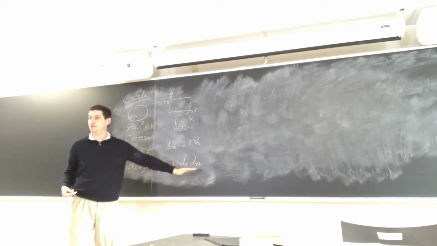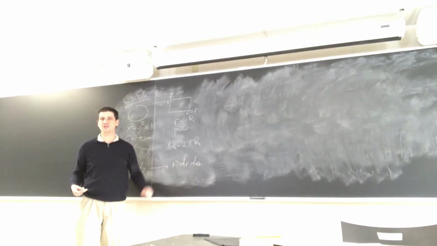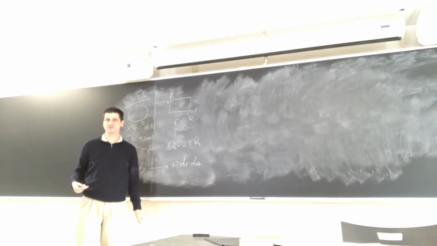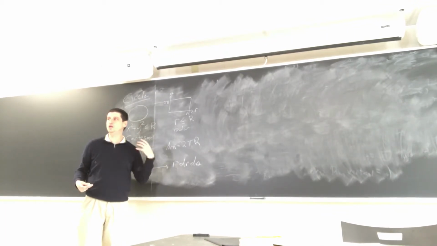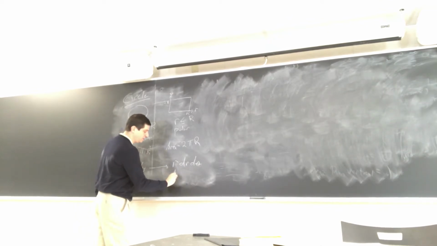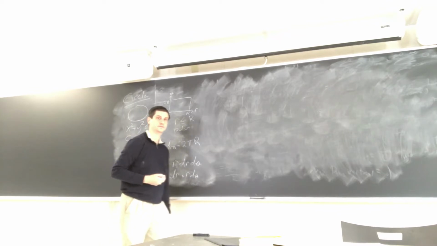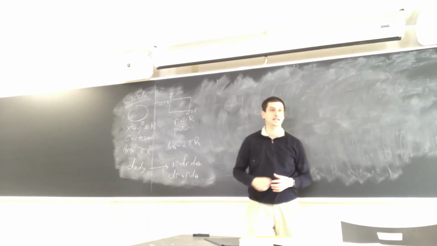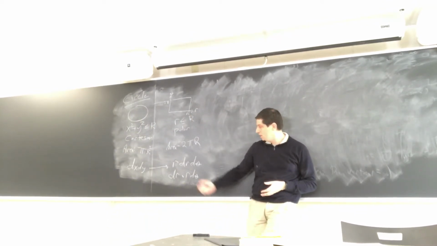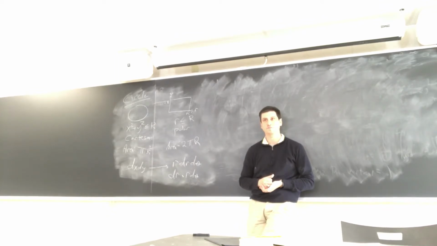You really should not write this as r dr d theta. How should you write this? I want to have 2 lengths. dr is already a length. I should write this really as dr times r d theta. The r d theta is actually going to be a length. And now this will have the proper unit.